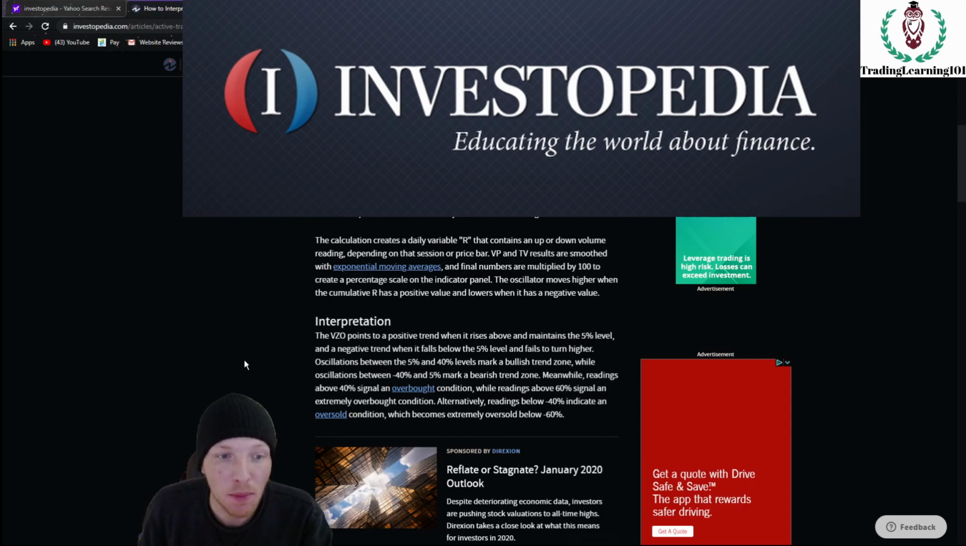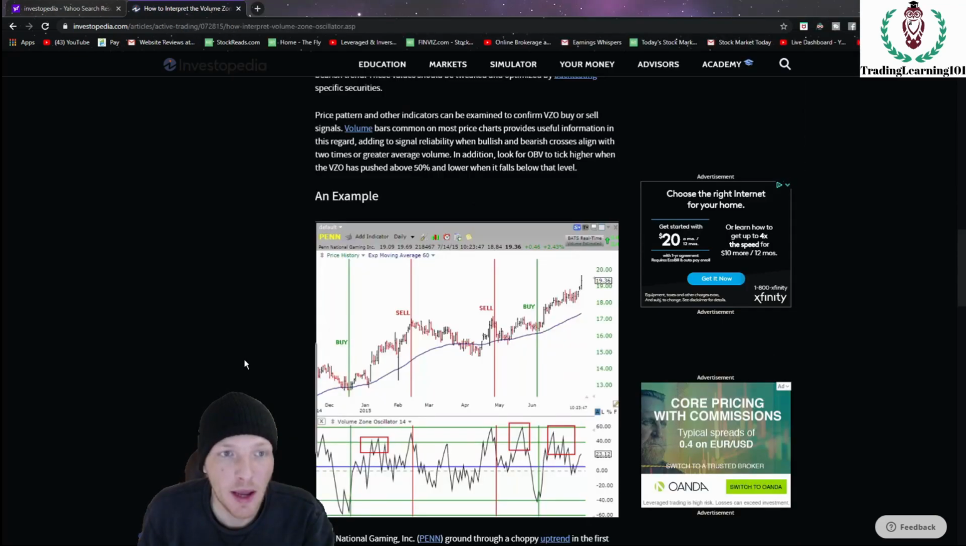Meanwhile, readings above 40% signal an overbought condition, while readings above 60% signal an extreme overbought condition. Alternatively, readings below negative 40% indicate an oversold condition, which becomes extremely oversold below negative 60%. Price patterns and other indicators can be examined to confirm VZO buy or sell signals.